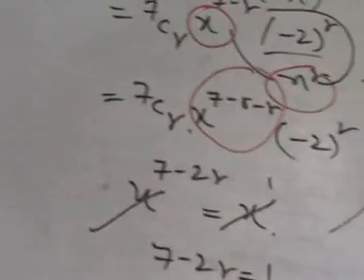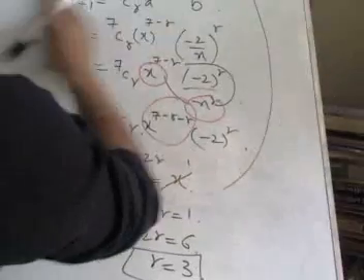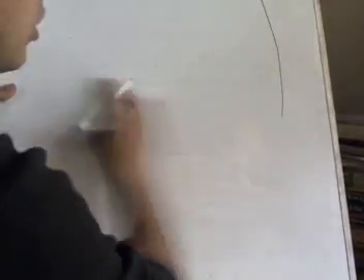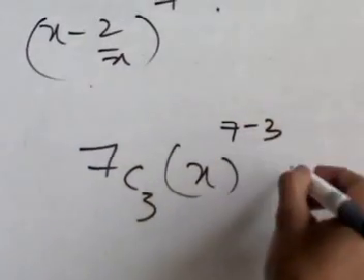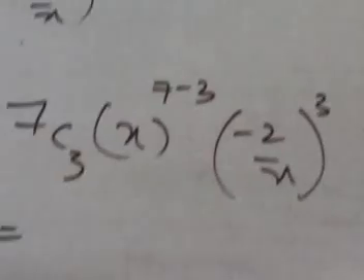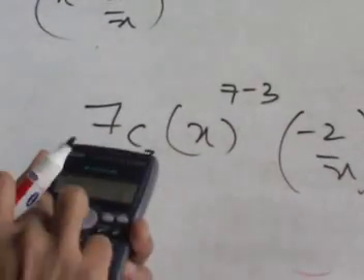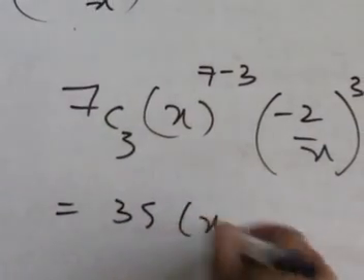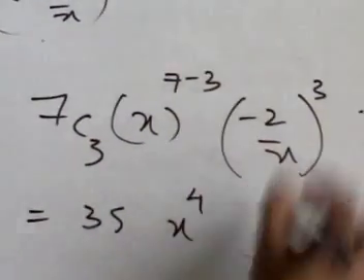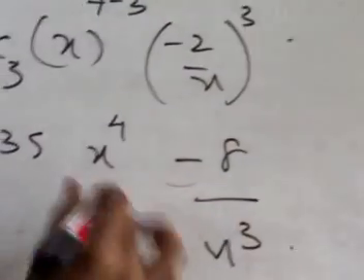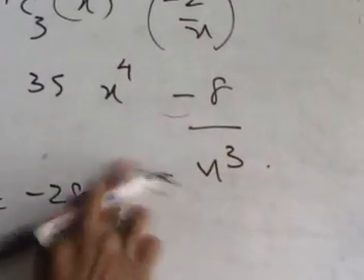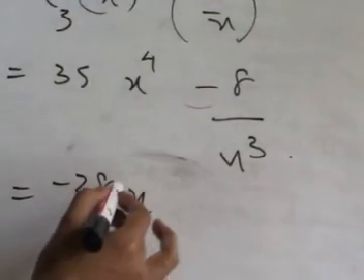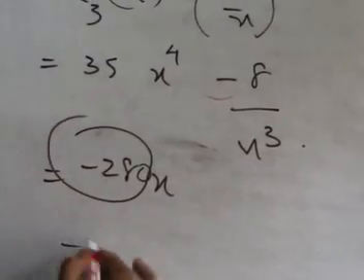Now I'll just erase it, and you simply find for r equal to 3 and you'll get the coefficient of x. In this term, find 7C3, since r is 3, times x^(7-3) and (-2 by x)^3. This will produce 7C3 which is 35, and x^(7-3) is x^4, and this will be (-2)^3, which is minus 8 over x^3. So 35 into 8 is minus 280, and x^4 over x^3 becomes x. So what is the coefficient of x? Minus 280. This is the required answer.